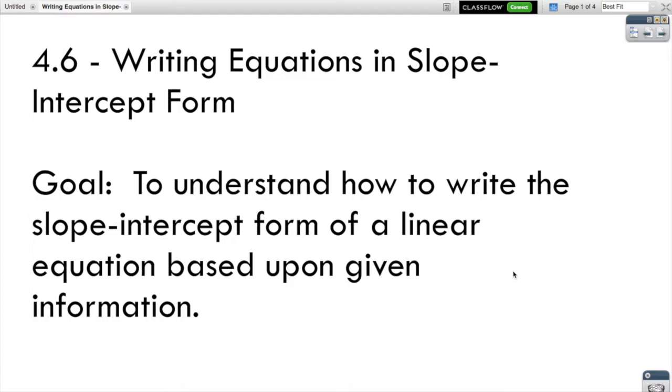So your goal today is to understand how to write the slope-intercept form of a linear equation based on given information. So in other words, we're not coming up with a graph, we're coming up with the actual equation. All right, so let's take a look at our first scenario.